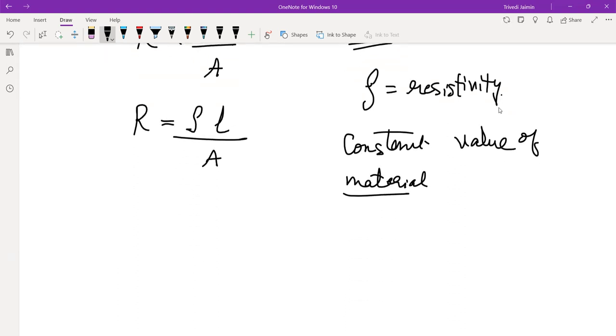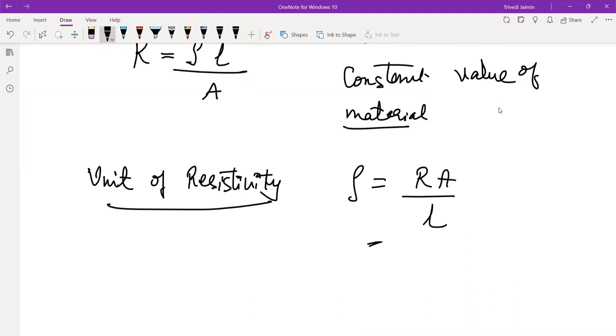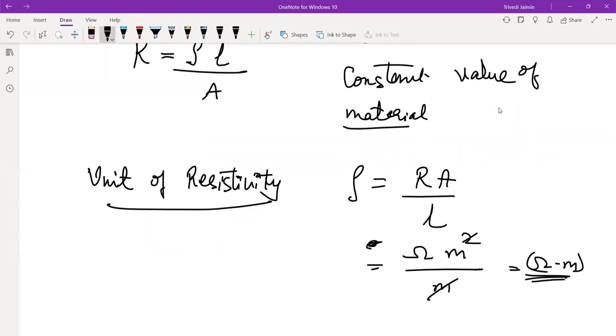Now let's find out the unit of resistivity. How to find the unit? Rho equals R into A by L. What is the unit of R? Ohm. Area is meter square by meter, meter cancels. So it is ohm meter. So the SI unit is ohm meter, written with a dot, not a minus.